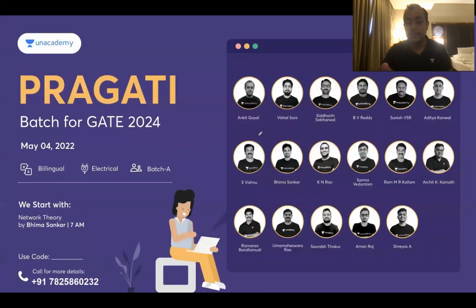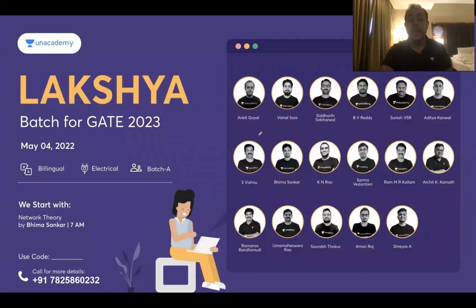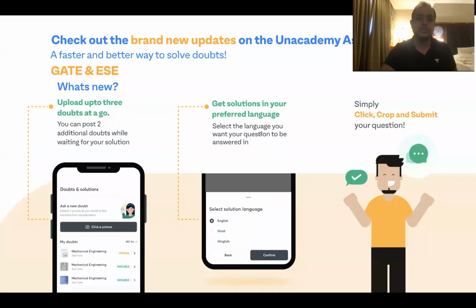These are the latest batches that we have started, Pragati and the Lakshya batch for 23 and 24. Here Bhima Shankar sir has started 7 a.m. network analysis. And from 18th of May, 7 a.m., I'm also starting network analysis. If you wish to start your journey with me, don't hesitate, join right now. And remember, after network, I'll be starting electrical machine, then power system, then power electronics. So the season of electrical engineering will start now.